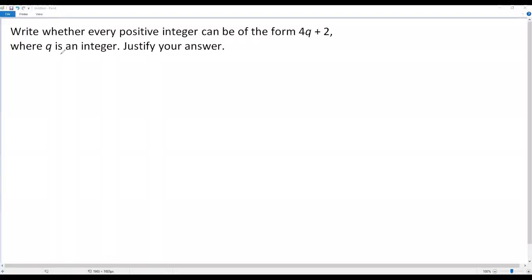Here we have a math problem on real numbers. Okay, let's go with the question. Write whether every positive integer can be of the form 4q + 2, where q is an integer. Justify your answer. Now we have to verify whether every positive integer can be written in this form of 4q + 2. In this expression, q is an integer.